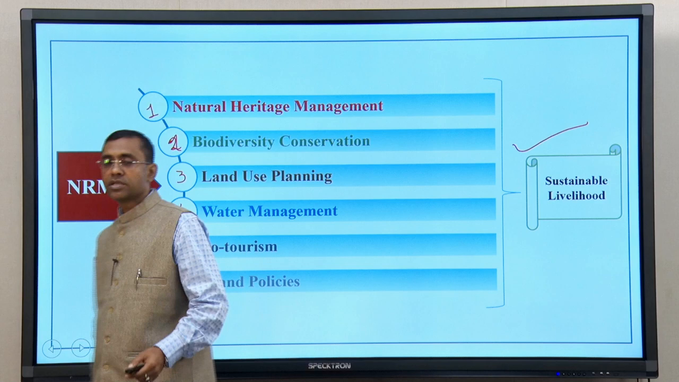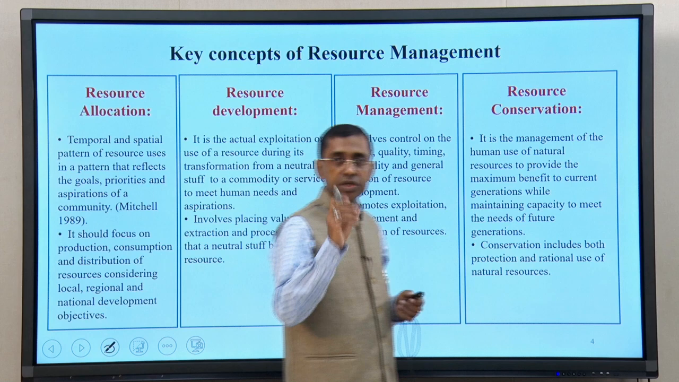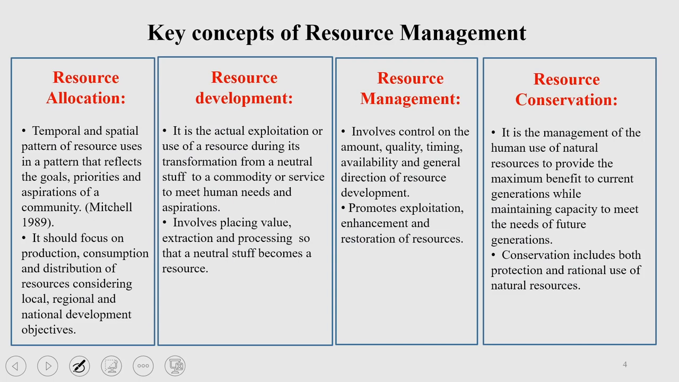Now let us see a few key concepts with regard to resource management. First, resource allocation, very important. Where and how much resources should be allocated? That is a very, very important factor for resource management. This resource allocation can be temporal or spatial, over a period of time or over space, how much area or how long. This temporal and spatial pattern of resource use reflects the goals, priorities, and aspirations of a particular community, region, or country. In resource allocation, we should focus on the production, consumption, and distribution of resources, and we must consider the local, regional, and national development objectives, because without that, you cannot have a proper resource allocation policy.